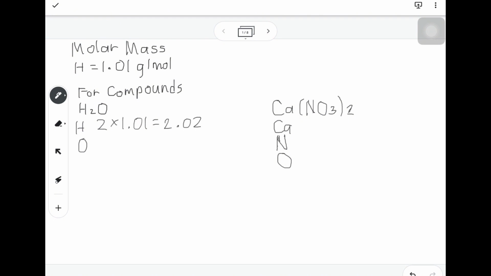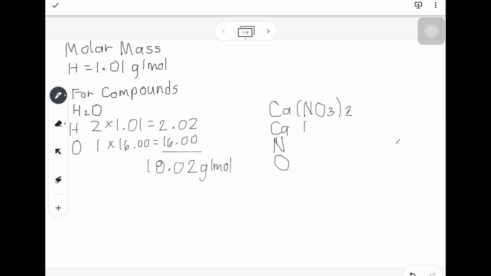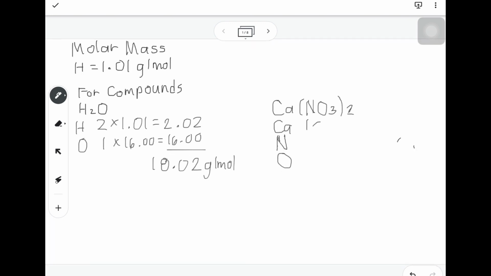However, for compounds, you need to get the molar mass of each element in the compound. For example, H2O has 2 hydrogen, so you multiply 2 by 1.01, its atomic mass in the periodic table, to get 2.02. In water, you only have 1 oxygen, so you have 1 times 16, its atomic mass, and after that you get 16. You then add up 2.02 and 16 to get 18.02. Thus, 18.02 grams per mole is the molar mass of water or H2O.